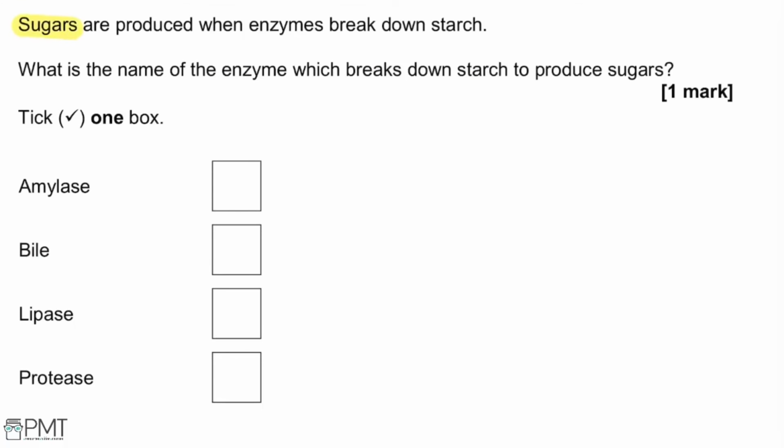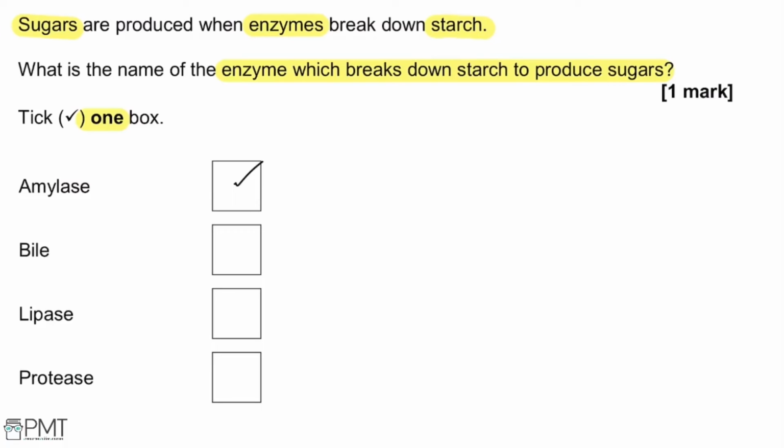Sugars are produced when enzymes break down starch. What is the name of the enzyme which breaks down starch to produce sugars? Tick one box. So if we have a look at the options the question gives us, we've got amylase, bile, lipase and protease, and amylase is actually the correct answer. That's the enzyme that breaks down starch.